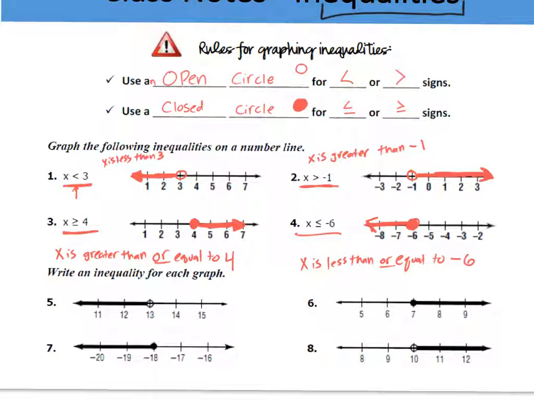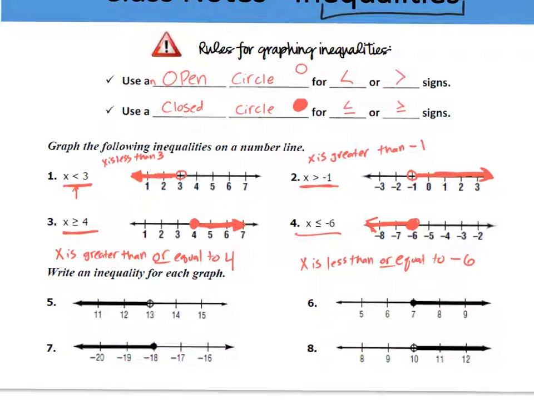All right, I'm going to do number 5 with you, and then I'm going to have you pause the video in order to give you an opportunity to practice some of this. So write an inequality for each graph. In the previous problem, they gave you the inequality and asked you to graph it on the number line. Here, they give you the graph and ask you to write an inequality for it. So I see there's an open circle, and it's shaded everything less than.